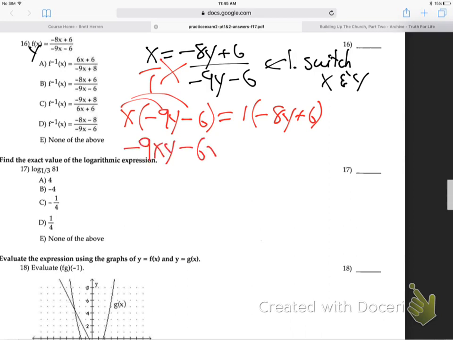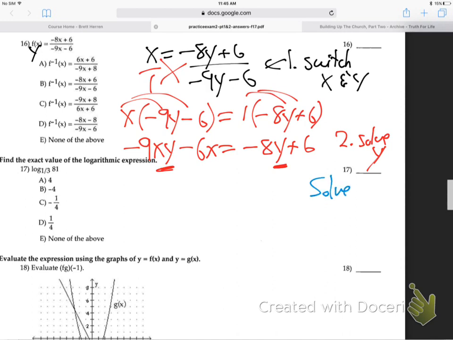Minus 9xy minus 6x. Distribute minus 8y plus 6. We good to there? Okay, now it's a little difficult. We're supposed to do step 2, which is solve for y, but notice the difficulty. Y is in 2 places. It's here and it's there. So you need to have a whole recipe, game plan, for how you solve when the letter is in 2 places. How do you do that?